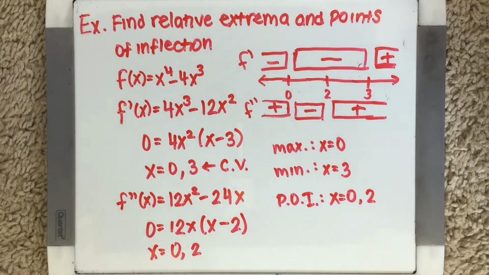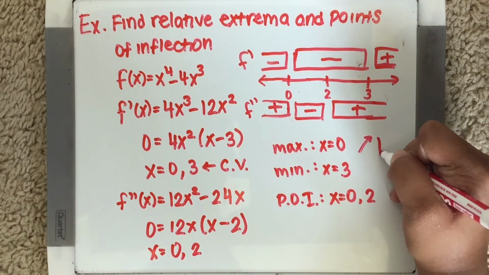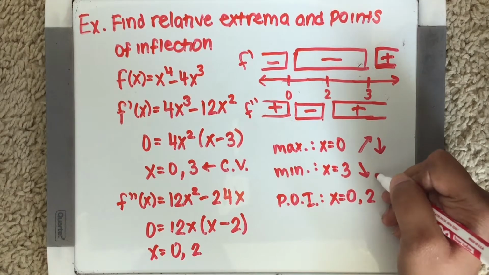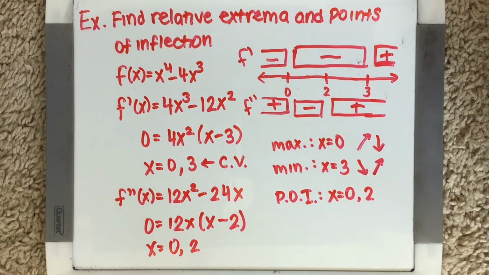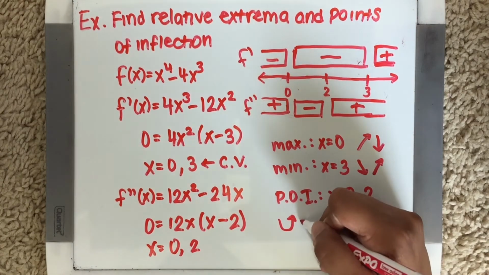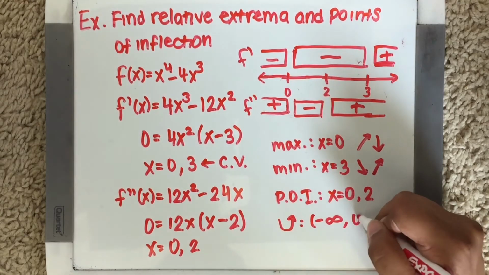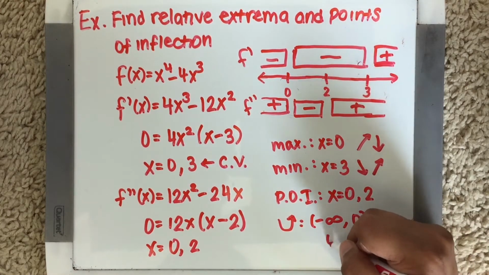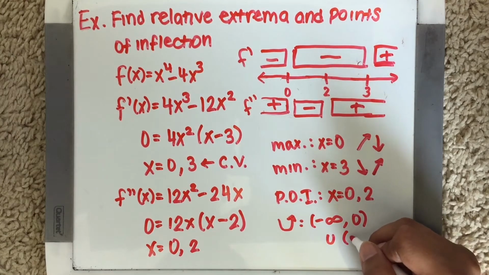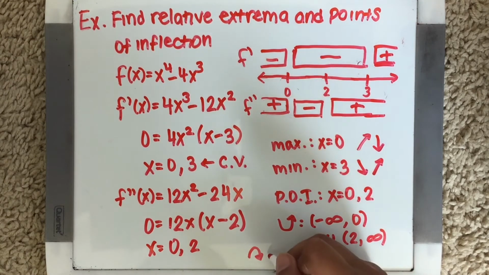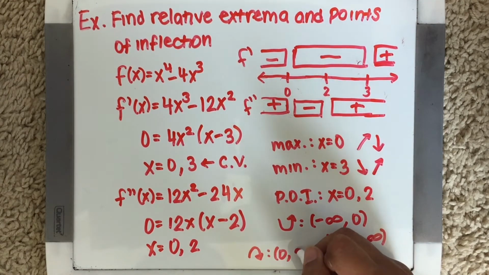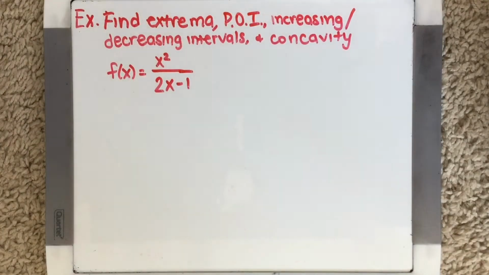To clarify, we know that x equals 0 is a maximum because the graph goes from increasing to decreasing, and that x equals 3 is a minimum because the graph goes from decreasing to increasing. To determine concavity, we know that it's concave up from the interval negative infinity to 0 and in the interval from 2 to infinity. We also know that it's concave down when f double prime is negative, meaning on the interval from 0 to 2.